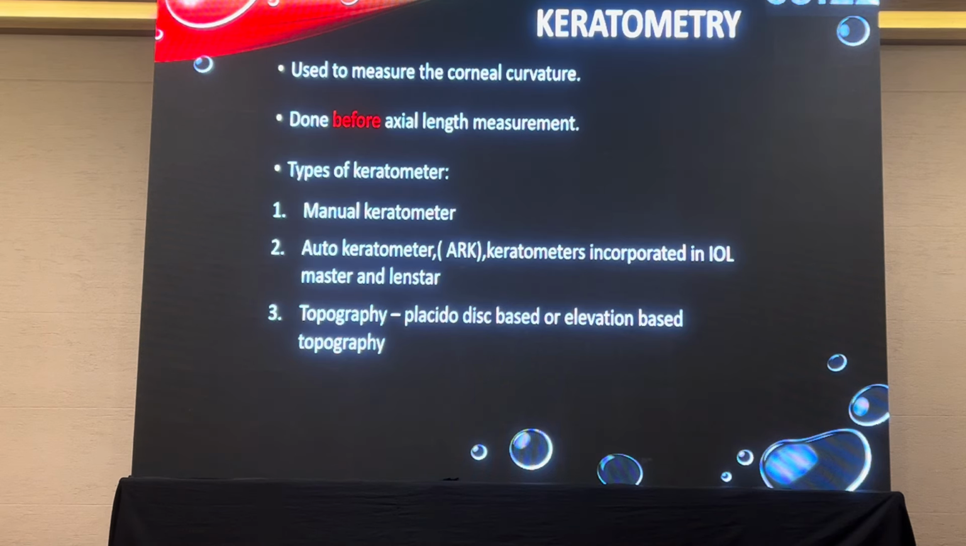And in case of optical, then it becomes laser based. So initially you have to check the keratometry, because once you measure the axial length, except in case of optical, you meddle with the cornea, so keratometry has to be done first, before the axial length. You can use a manual keratometer, which is still a gold standard. The autokeratometry can be by the ARK, or incorporated into the AL-Scan or the Lenstar, the optical biometers, or you can use a topography, which can be either Placido-based or elevation-based topography.